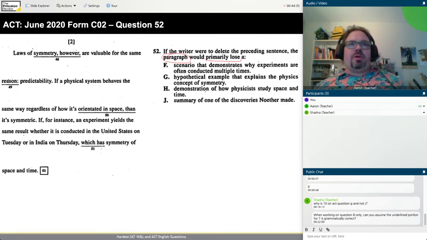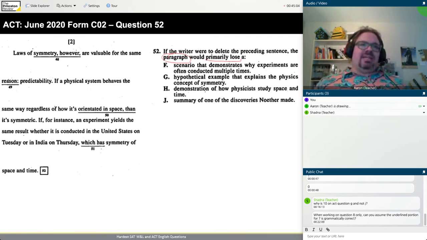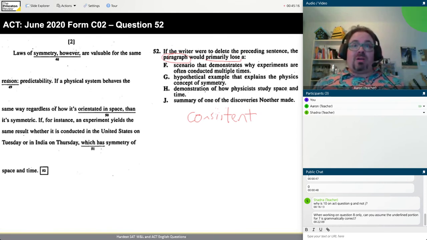But this is particularly important for those questions where it says, if the writer were to delete the underlined portion and it's just part of a sentence, check very closely. Are they asking what the paragraph would lose versus are they asking what the sentence would lose? Those two questions could actually have different answers. Here, of course, we're talking about an entire sentence. So we want to know what the paragraph would lose. So we want to know what the paragraph is about. Our answer choices need to be consistent with both what the sentence is talking about, of course, but also with what the paragraph is talking about, because we want to know what the paragraph would lose.